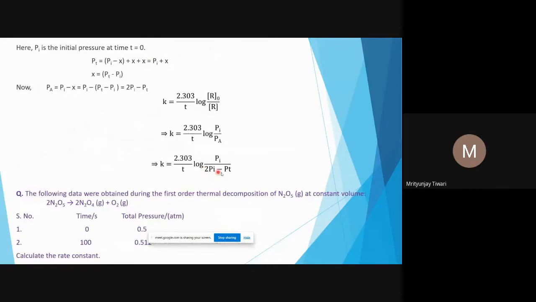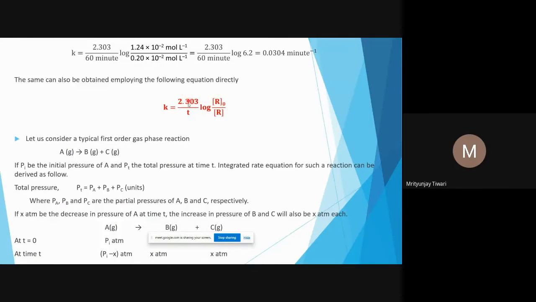And finally, this equation is very important for the first order reaction: K, which is the rate constant, is equal to 2.303 divided by t, log R naught divided by R, where R naught is the initial concentration of the reactant and R is the final concentration of the reactant, or the concentration at time t.